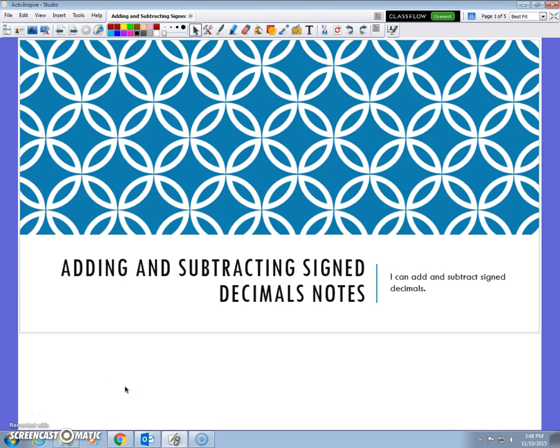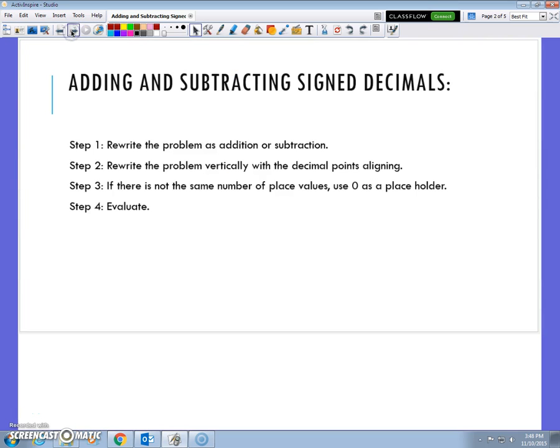All right, this is Mr. Gillum, and today we're going to start learning how to add and subtract decimals, positives and negatives. So I know you've done decimals in the past, and one of those important things to keep in mind is where you put the decimal point and how you align them. So that's really important. We're going to get that.